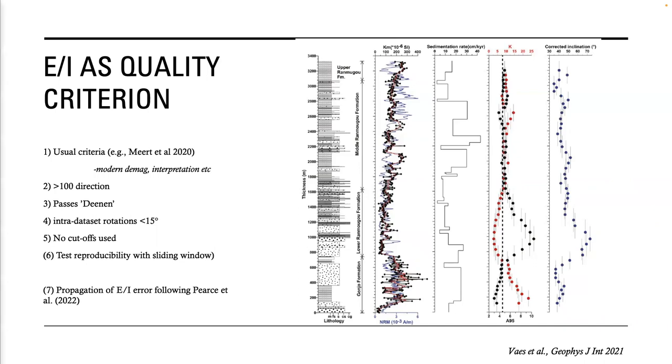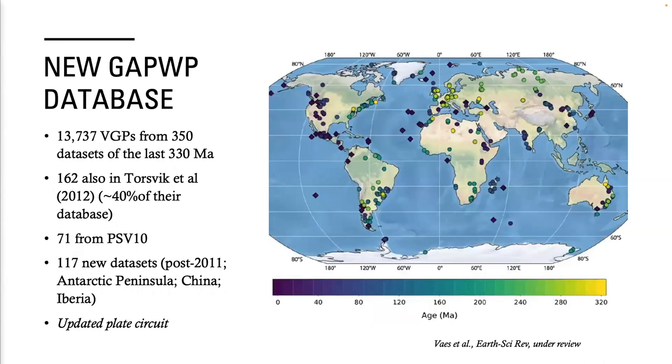So based on this analysis, we formulated a series of criteria under which the EI correction seems to work very well. It mostly means that we need very large data sets in which we have no evidence for rotations larger than about 15 degrees. Those sediment-based data sets are included in the compilation of the global apparent polar wander path. All other sediment-based data sets are excluded. And then we made a new global apparent polar wander path database.